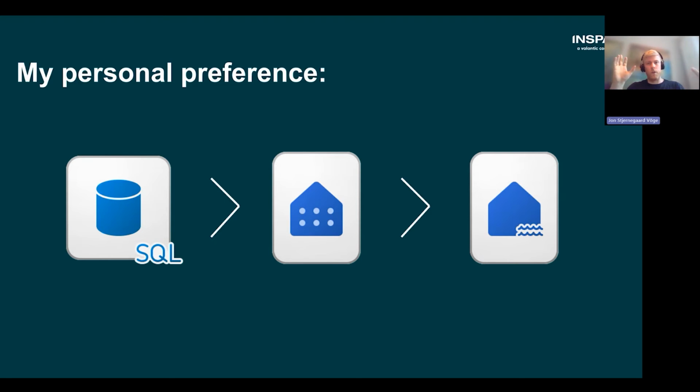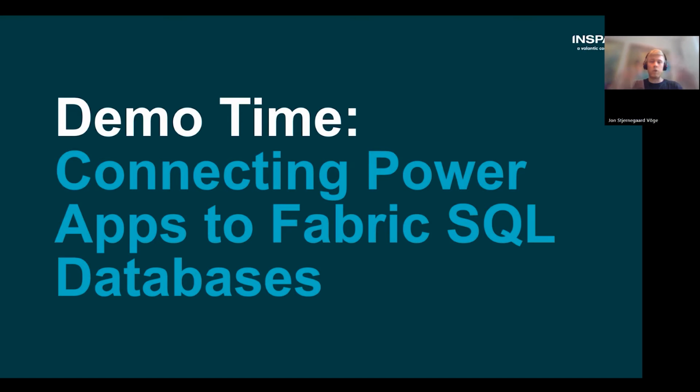Enough about all the prep work. We have arrived at the conclusion that I at least prefer to use Fabric SQL databases as my backend artifact of choice whenever I need to write from Power Apps to Fabric, regardless of whether we're doing write back or just other interconnectivity. So how does this work?